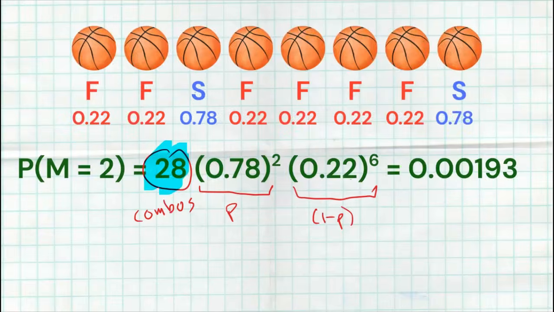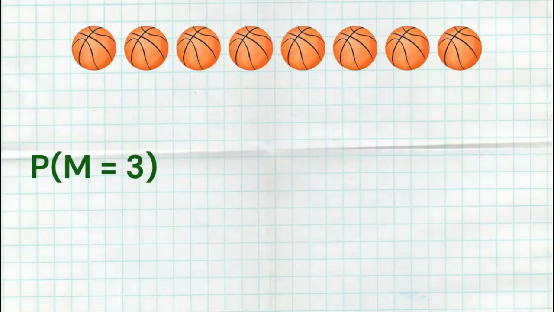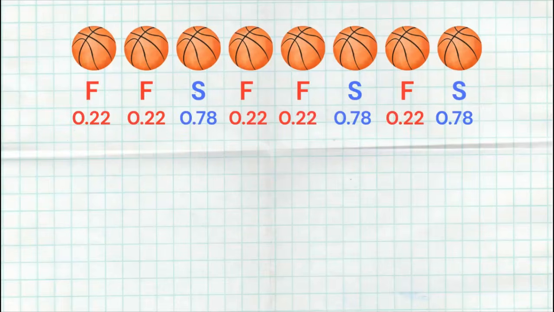All right, so that is how we can figure this out. Now, let's actually use this formula to speed up this process. How many different ways can she make 3 shots? What's the probability she makes 3 shots? Here's one option where she makes 3 shots. And again, the probability would be 0.78 to the 3rd for 3 makes, and then 0.22 to the 5th for her 5 misses. Because if she makes 3, she must miss 5.